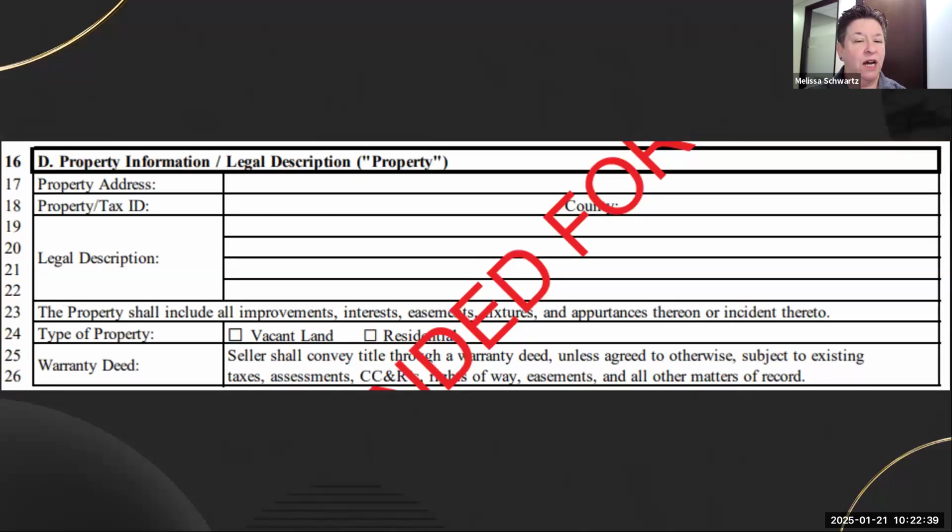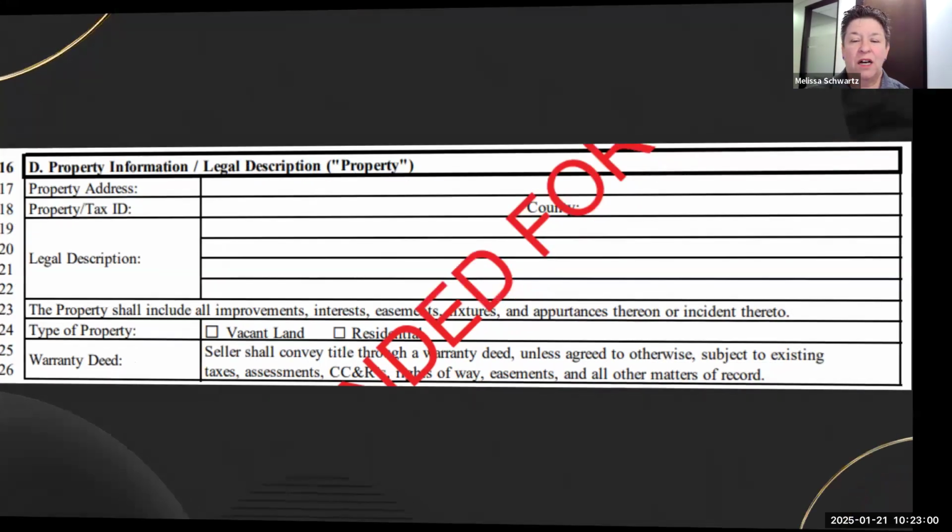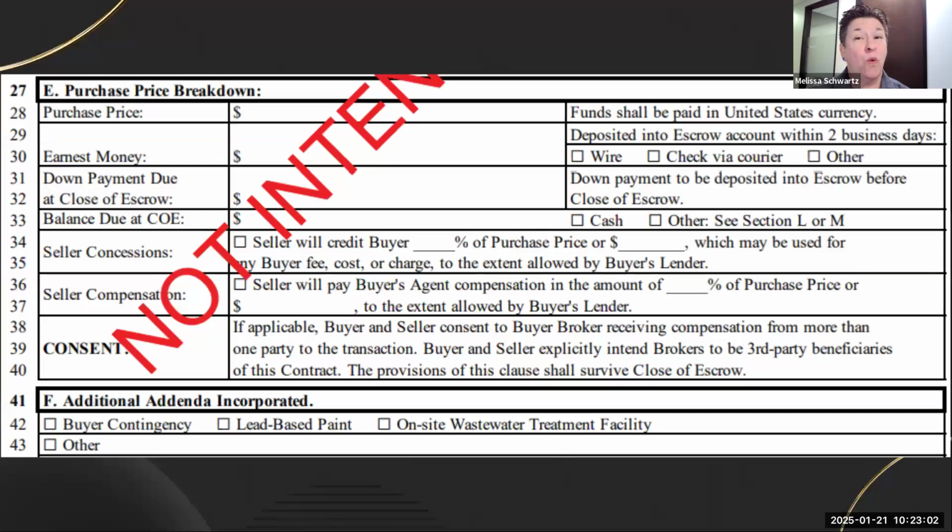Legal description still has that property tax ID and legal description, very important. The type of property, vacant land and residential, you'll see just the 2 of those. This is interesting. They actually do have what type of deed is going to be conveyed, which is interesting to have in the purchase contract. I don't know that that's always the case. Is it in the current one? Okay, so there you go, never mind.